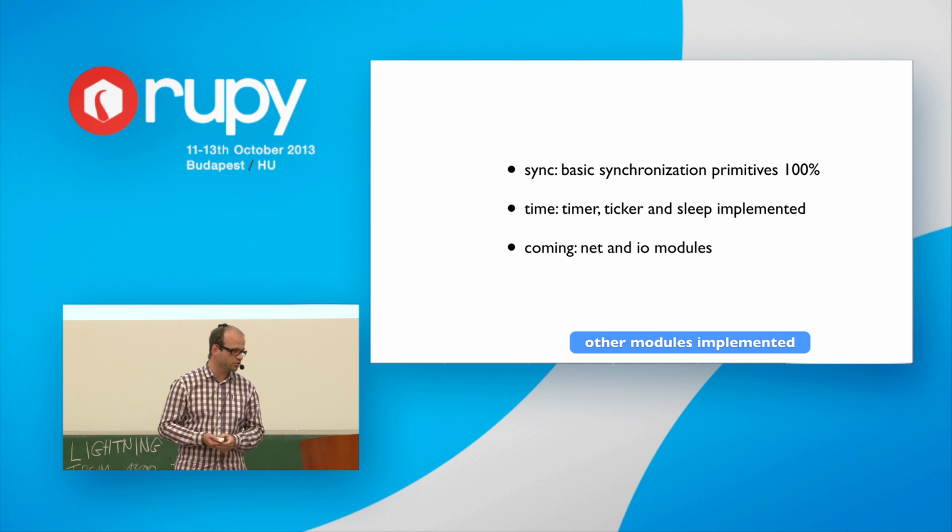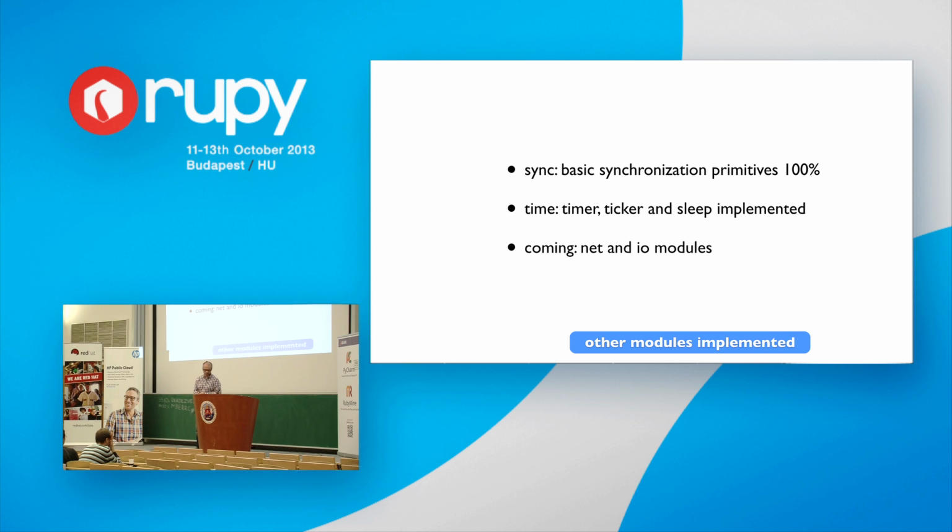We have the time module completely implemented. Coming modules are the net and I/O modules. The net module is mostly implemented. All the functions are implemented, but the API needs to be done, and it will be done next week. There is another coming module that I had to write, a module to receive system signals without blocking the scheduler.